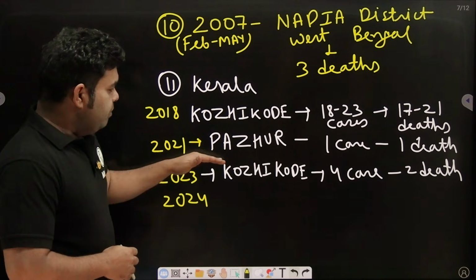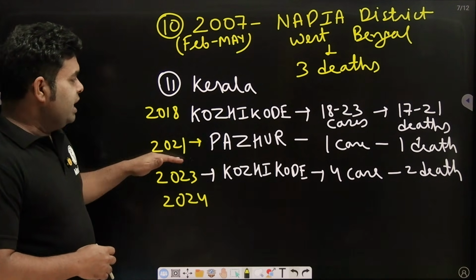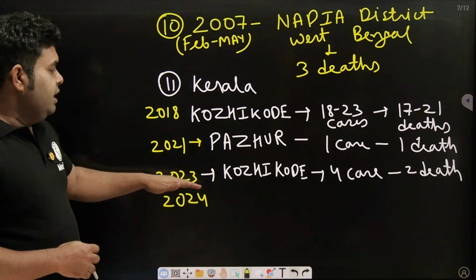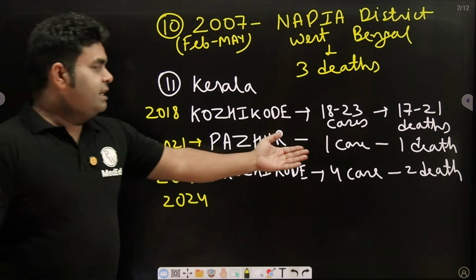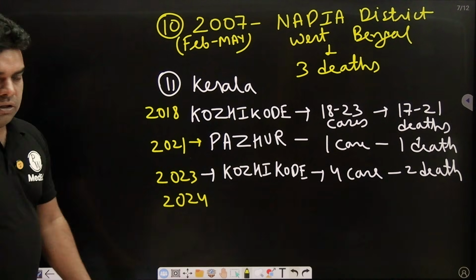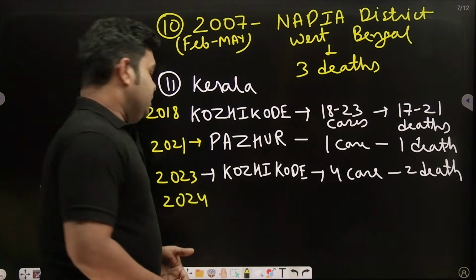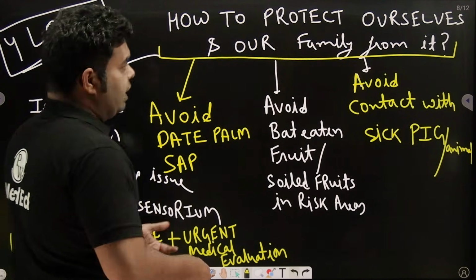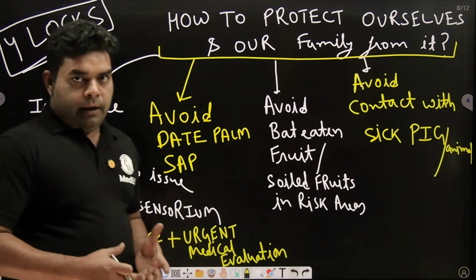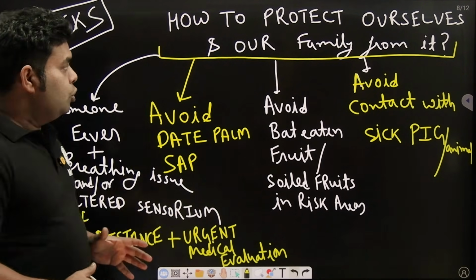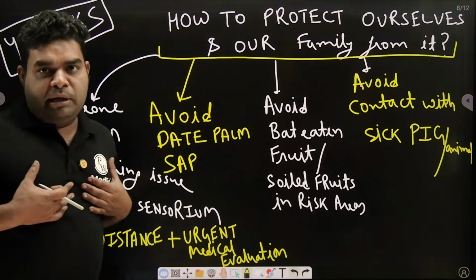Then the second epidemic in Kerala occurred in 2021 in Pazhur, then in 2023 in Kozhikode, and you can see that cases and deaths were less than 5 in those two outbreaks also. Because we were able to contain the earlier 11 outbreaks, we can contain it even this time. But the main thing is we should know how to protect ourselves and our family members from it.